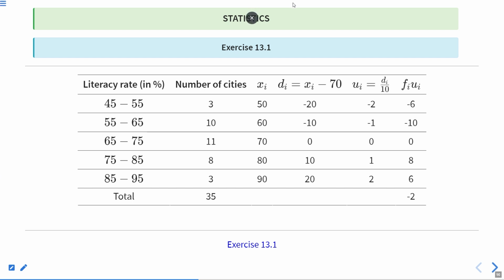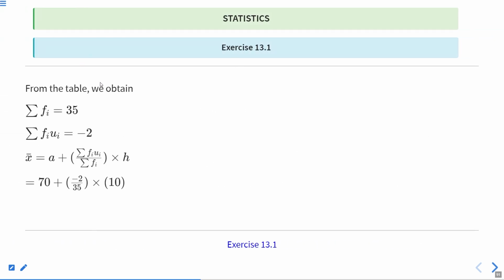Now the total number of cities, summation fi, is equal to 35, and summation fi ui is equal to minus 2. So from this table we obtain summation fi is 35 and summation fi ui is equal to minus 2. And x bar is equal to a plus summation fi ui by summation fi times h, which is equal to 70 plus minus 2 by 35 times 10.